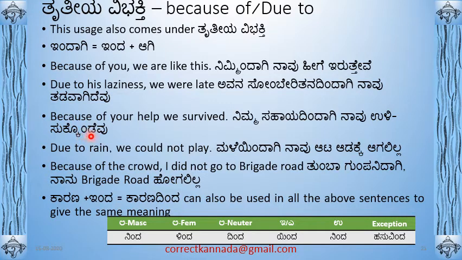Kollu. Okay. Due to the rain, we could not play. Rain is a noun. So malayindagi navu aata aadakke agalilla. Malayindagi, due to the rain, navu, we, aata, game, aadakke, to play, agalilla, could not. Of course, these are all just for the sentence sake I'm giving this. These are all separate topics. We'll have videos talking about all the other forms of the sentences, but here we are focusing on Malayinda.